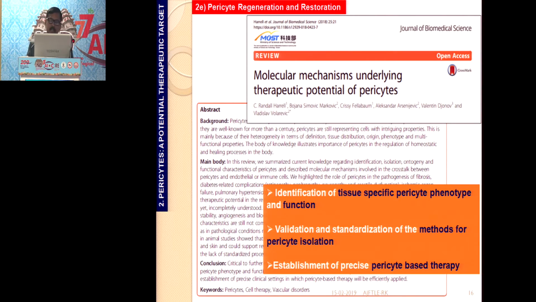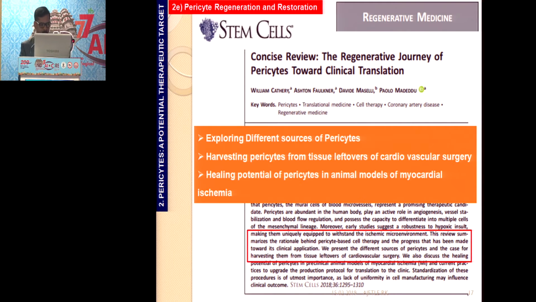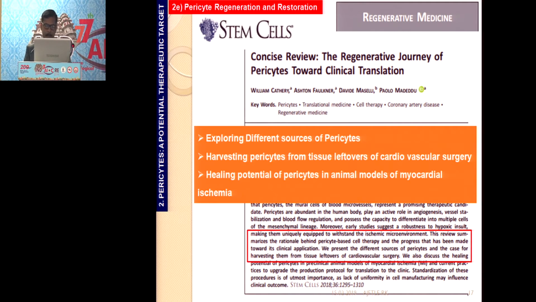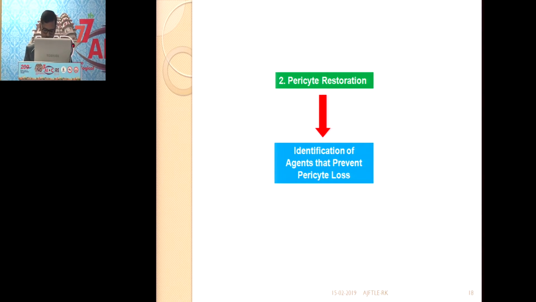The validation and standardization of the methods for pericyte isolation and the establishment of precise pericyte-based therapy can be performed when we succeed in all of this. And different pericyte sources have to be identified, and pericytes harvested from those sources. In this particular study, they isolated pericytes from corneal surgery. Those pericytes have been applied in animal models to cure retinal edema. So there could be a successful strategy for pericyte replacement and for restoring pericyte function.